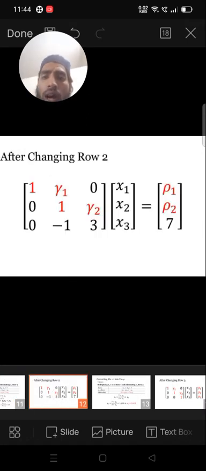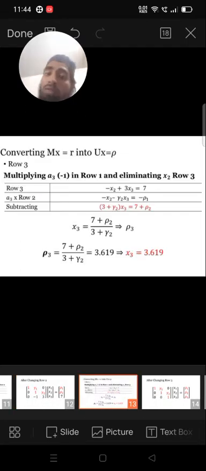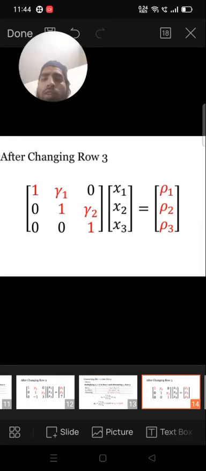After changing row 2, we now change row 3, multiplying a3, with the same process as previous. Here we are taking row 3, and x3 is equal to 7 plus p2 by 3 plus y2 p3. At this point we are finding x3. So after row 3 also changes, it looks like this.